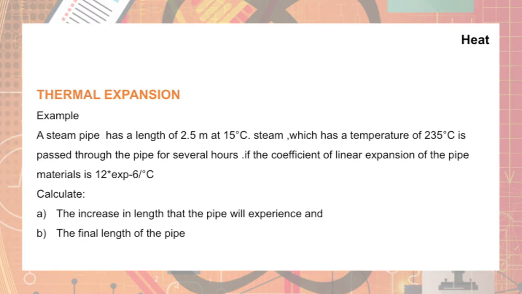Now I want us to look at the following example. We are having example number one. Let us check our PowerPoint slides. Under example number one, a steam pipe has a length of 2.5 meters at a temperature of 15 degrees Celsius. Steam which has a temperature of 235 degrees Celsius is passed through the pipe for several hours. If the coefficient of linear expansion of the pipe material is 12 × 10⁻⁶ per degree Celsius, what did we say? We said each and every material has its own coefficient of linear expansion.